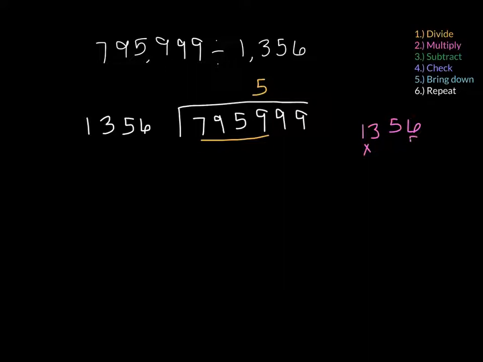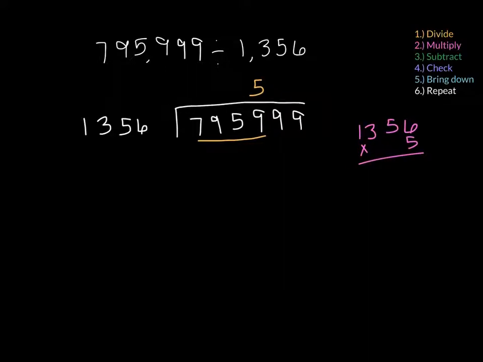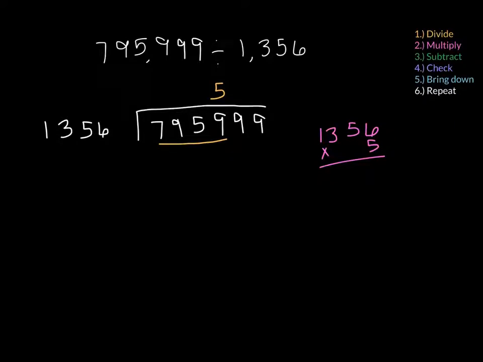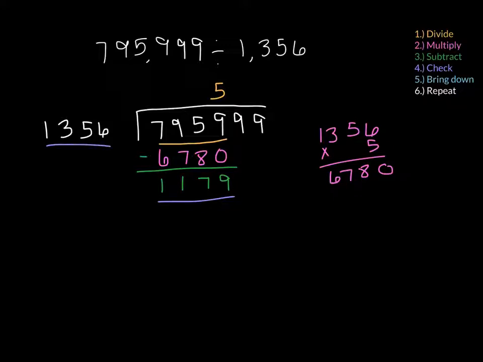So 1,356 times 5. Let's move that over a little bit. That would be 30, 28, 17, and 6. Looks like this will work. 6,780. Let's subtract. We get 9, 7, 1, 1. And let's check. That is smaller than my divisor. So we can now bring down and repeat.